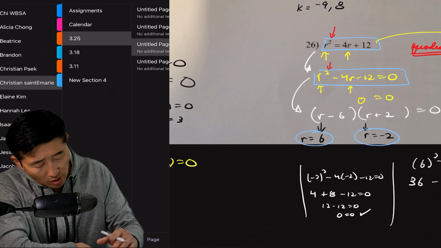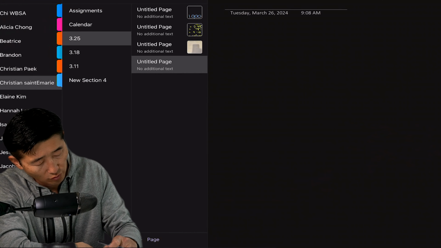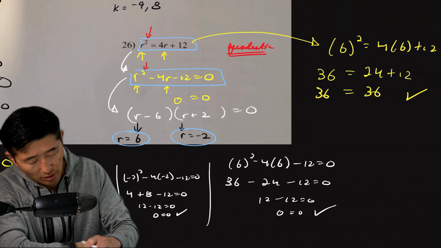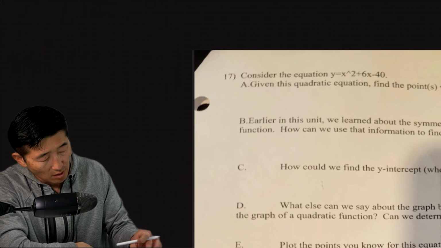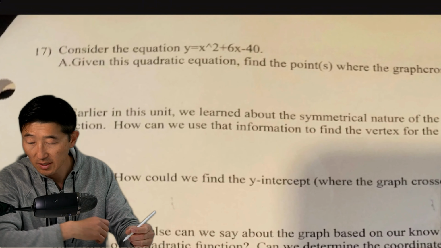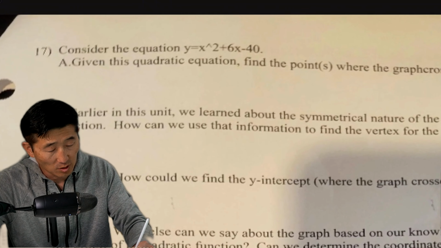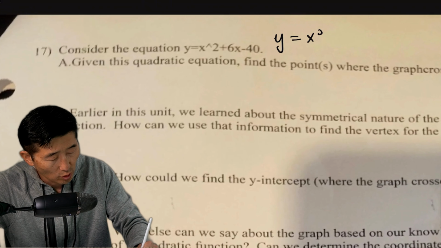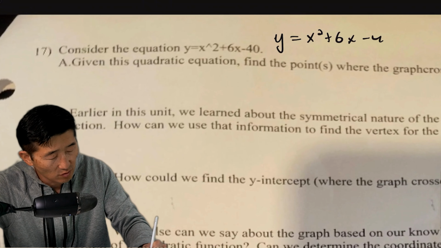The second thing I wanted to help you review was the graph. Okay, when you want to graph these, let's take it step by step. This is basically y equals x squared plus 6x minus 40.